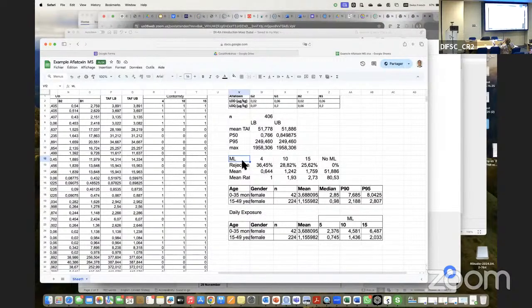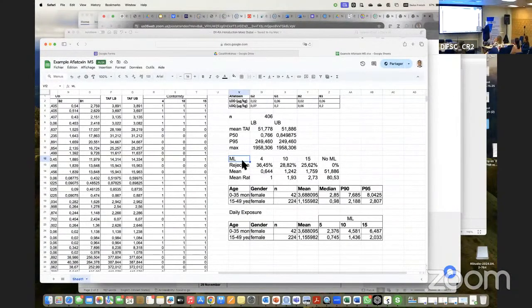Now I do a very easy calculation. It's not a very complicated situation. I look at the mean of the contamination, because at the end of the day, the mean of contamination is what you use for the exposure. I put as a reference the more stringent maximum level at 4. If I move to 10, I will multiply the average concentration by almost 2. If we go to 15, 2.73, and with no ML, 80.